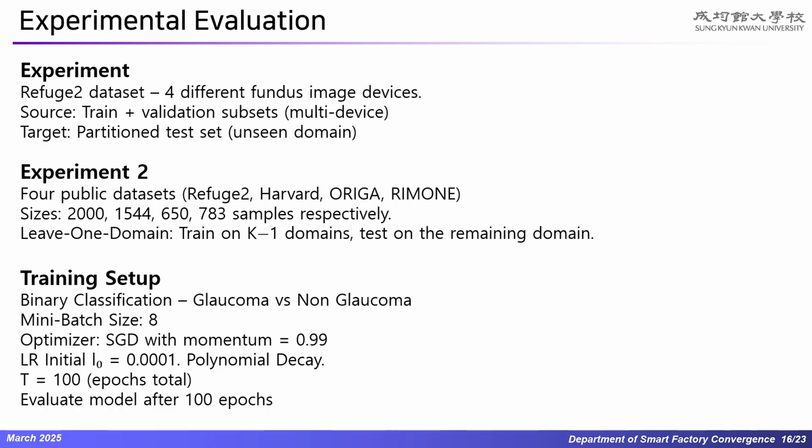So this scheme rotates across all 4 datasets, ensuring each dataset serves as the target domain once. And this mimics real-world scenarios where training data comes from multiple known institutions, but the model must generalize to a new unseen institution or device. So you can also see the training setup that they put here: binary classification, the batch size, optimizer, the learning rate, and the number of epochs.